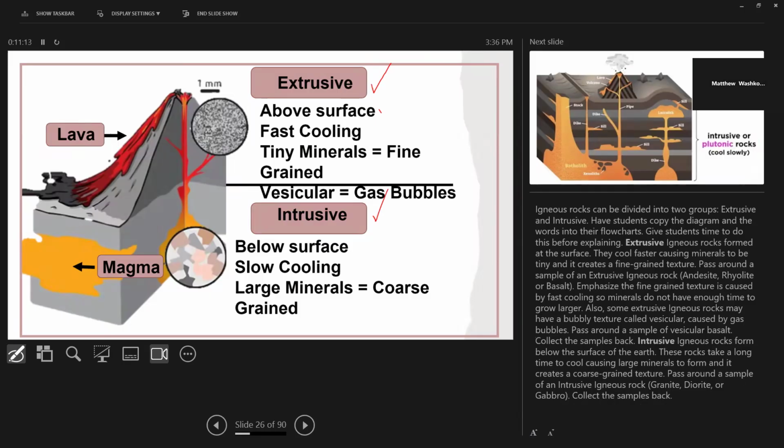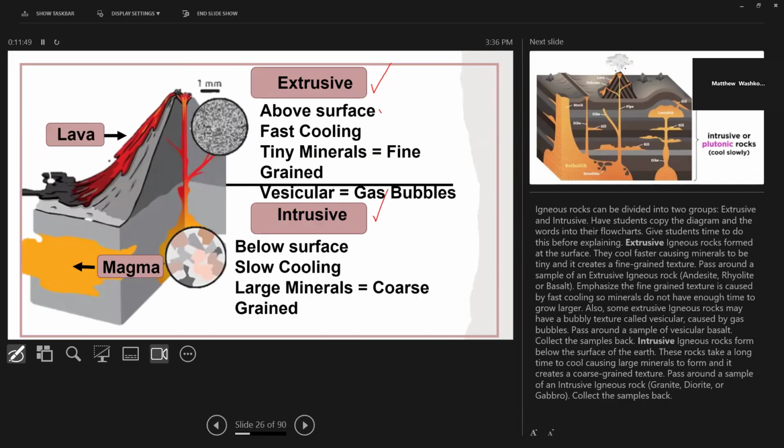They cool faster, which causes those minerals to become very fine, right? Look at this, it would be a pattern of it. Because it cools faster, those minerals remain really tiny. So there's a very tiny grain there. Intrusive rocks are formed below the surface. These take a long time to cool because they're cooled below the surface, which means they have a coarser texture.